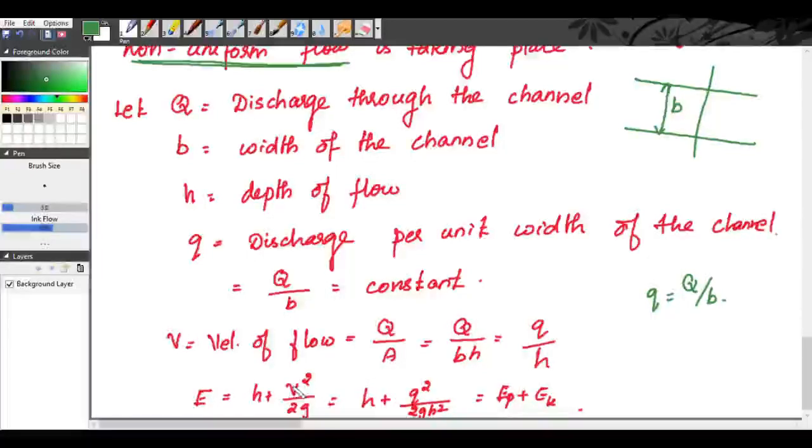Now, the specific energy E is equal to, we know, H plus V square by 2G. Replacing V by q by H, V square is equal to q square by H square. So we get specific energy E is equal to H plus q square by 2GH square. That is equal to potential energy plus kinetic energy. Potential energy is the height H, the depth of flow, and kinetic energy is q square by 2GH square.